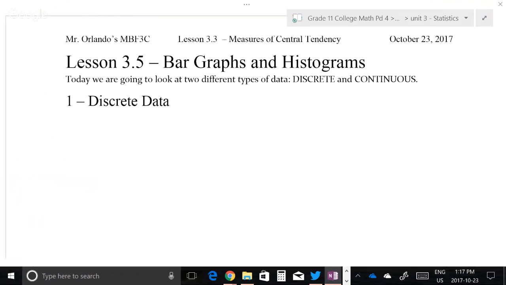So we've done all of this by way of talking about how to analyze numbers. Today we're going to go to the next step.